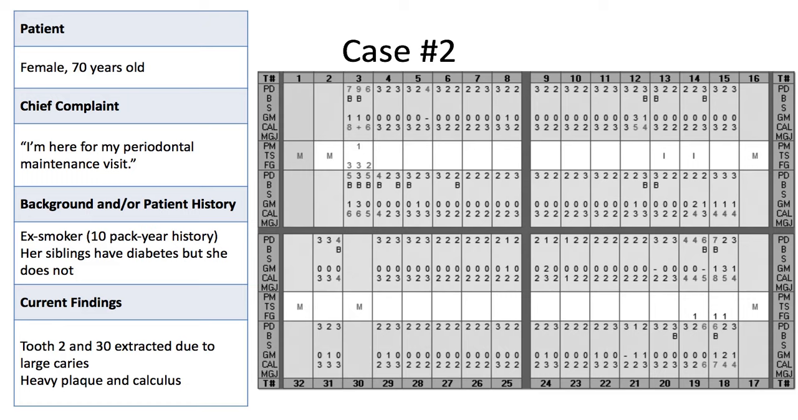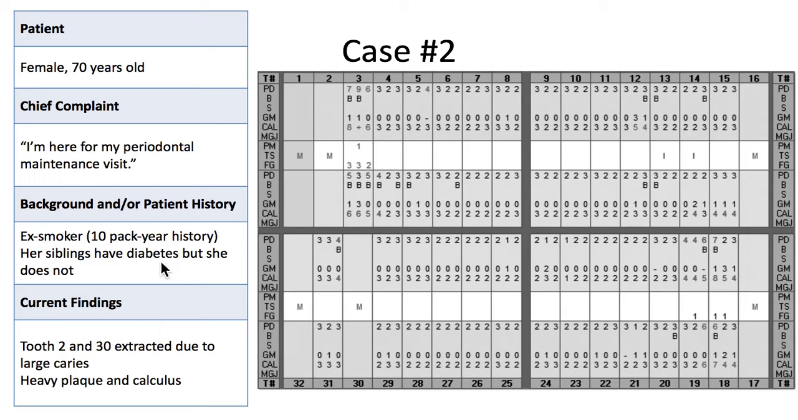And we don't have any clinical photos or x-rays this time, so we really have to rely on the information presented in the patient box. We see that she's an ex-smoker with a 10-pack year history. 1 pack year means that she has smoked 1 pack a day for 1 year. So 10 pack years means she smoked 1 pack a day for 10 years.